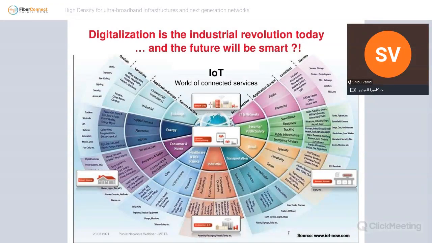We all know that the digitalization is today's industrial revolution. We are in the era of Industry 4 revolution, wherein we're talking about the artificial intelligence, robotics, the Internet of Things, autonomous vehicles and 3D printing applications, nanotechnology, biotechnology, and so on. You can see numerous buzzwords in this slide. Basically, all these applications need the basic nervous system as the fiber optic network.